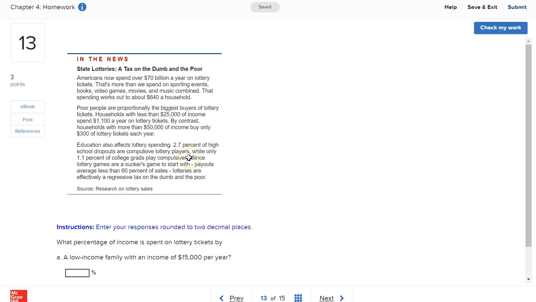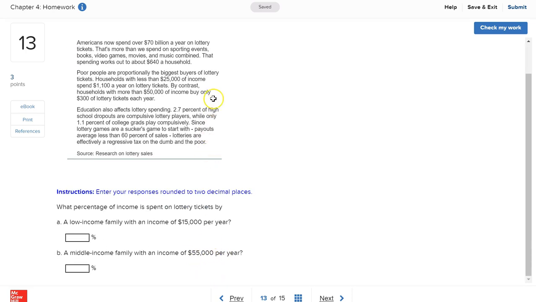Number 13 is about how much each family is paying. From the information in the story above, they want you to recognize what percentage of income is spent on lottery tickets in these different income groups. And they say in the story, households with less than $25,000 of income spend $1,100 a year on lottery tickets. So the setup here is pretty basic. We're going to say this low-income family is in that under $25,000 income bracket. So let's say they're spending $1,100 a year, which is the average number given to us. And we want to know what percentage of their income that represents.